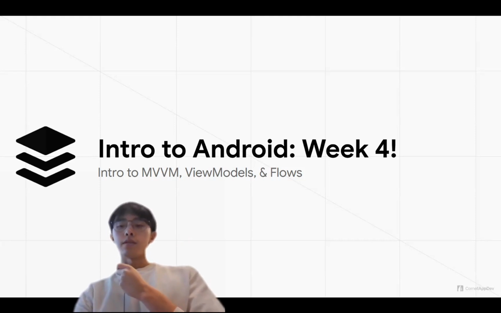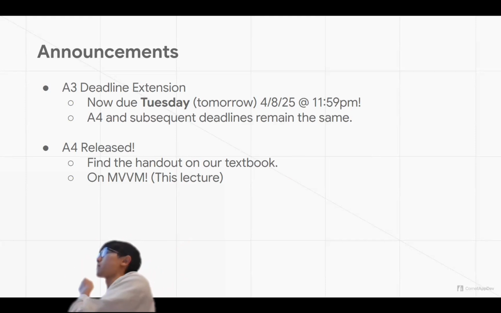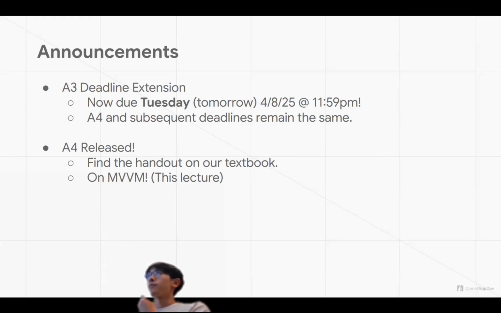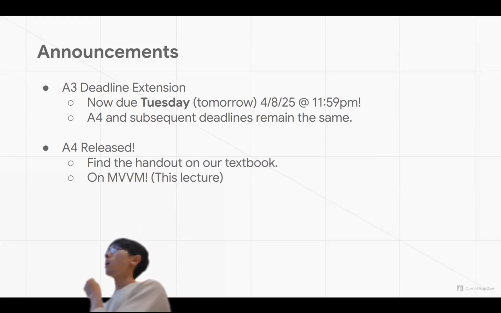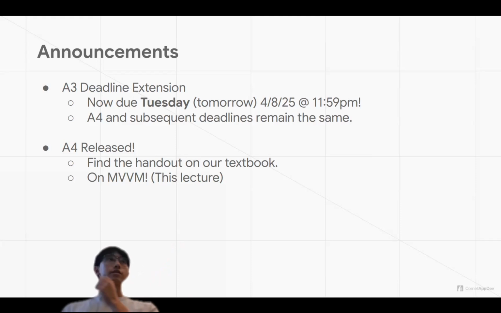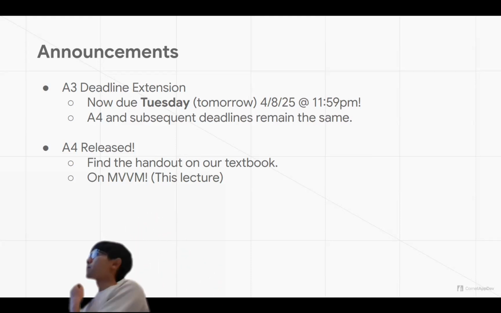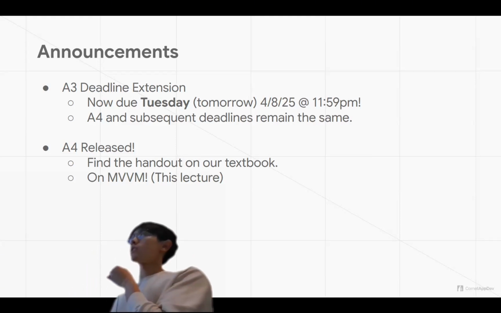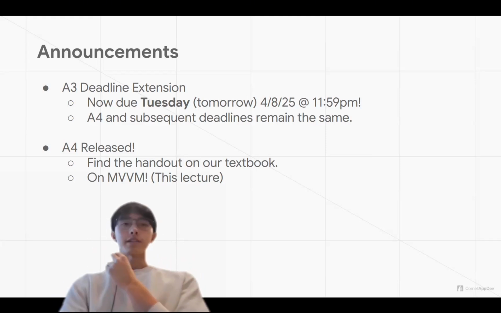Before getting into the week's content, quick announcements. You probably saw this already. Hopefully you did, because this is pertinent to today. A3's deadline was extended to be due tomorrow as opposed to yesterday. All the other assignment deadlines are remaining the same. This is just because it was due during spring break, which is weird. So that's a 2-day extension, and now A4 is released, or at least A4 for this week is something that you'll want to have done by the end of this week, since it's week 4. And that's on MVVM, so that's for this lecture, just as a heads up.